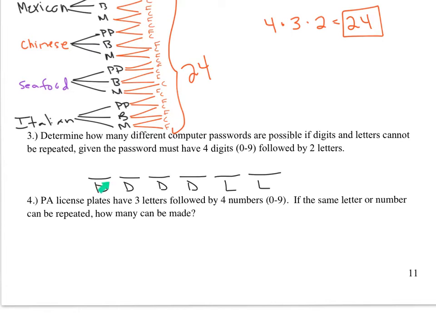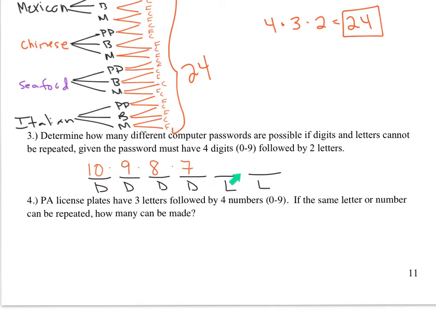Now I'm going to figure out how many choices I have for the first digit. I can have any digit from 0 to 9, so that's 10 different choices. We have a little bit of a problem with the second one because the directions say digits and letters cannot be repeated. So we no longer have 10 options for the second digit. We now have only 9. And then we have 8 for the third digit and 7 for the fourth digit.